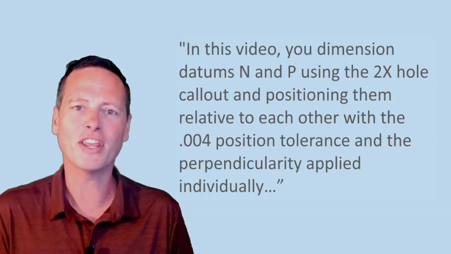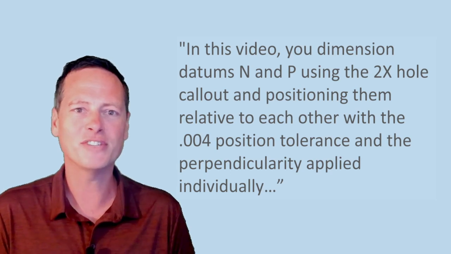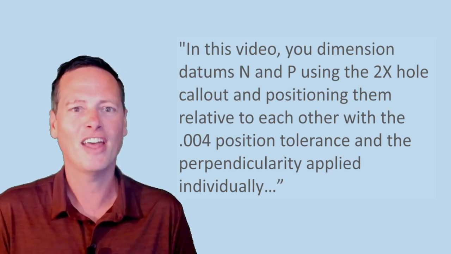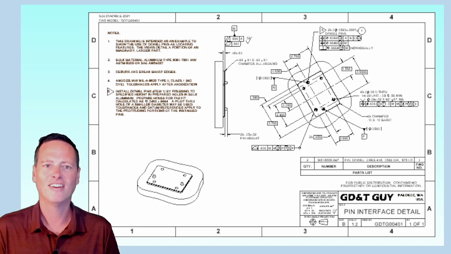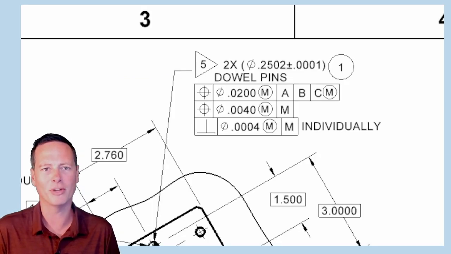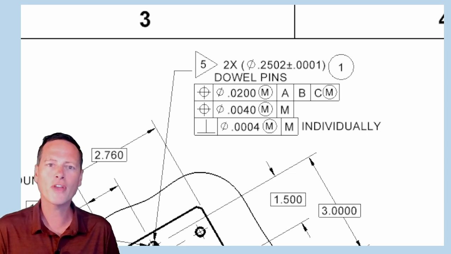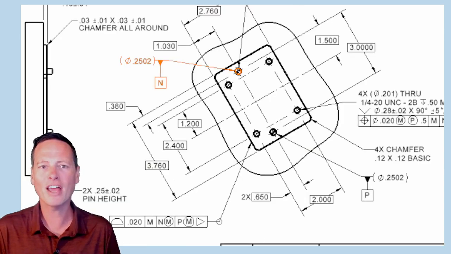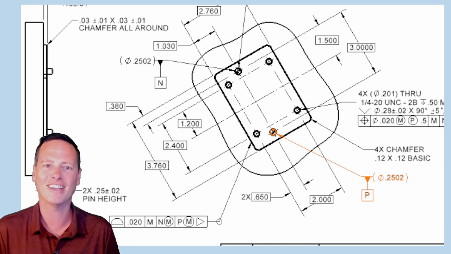It starts off, "In this video, you dimension datums N and P using the 2x hole callout and positioning them relative to each other with the 4,000ths position tolerance and the perpendicularity applied individually." Okay, so this is all referencing drawing GDTG 00401, which I discussed extensively in that video, episode 6 on dowel pins, and which was posted on May 26, 2023. So here's that 2x callout for the dowel pins. Not actually a hole callout, okay? And the 4,000ths diameter position tolerance that ties them together as a pair. And then below that is the perpendicularity applied individually to each dowel pin. I specify this dowel pin as being datum feature N and this one as being datum feature P.